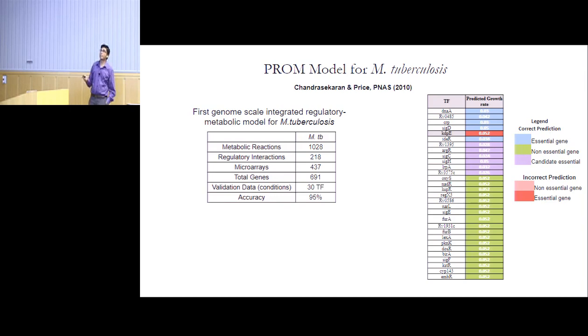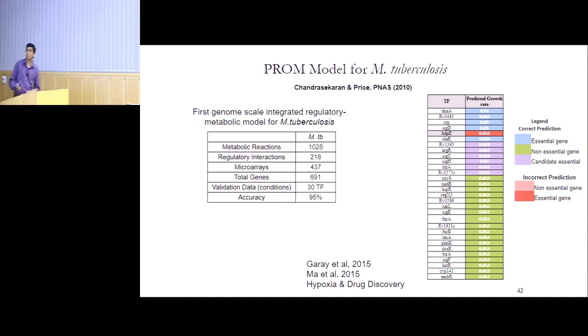So we can predict what happens when you delete important transcription regulators and how that impacts the growth of the bacterium. PROM only made one error, that was for this gene KDPE. It's involved in ion metabolism, and the reason we incorrectly predicted this outcome was because ion metabolism was not part of our network, and so we made this incorrect prediction due to lack of annotation in the metabolic model.